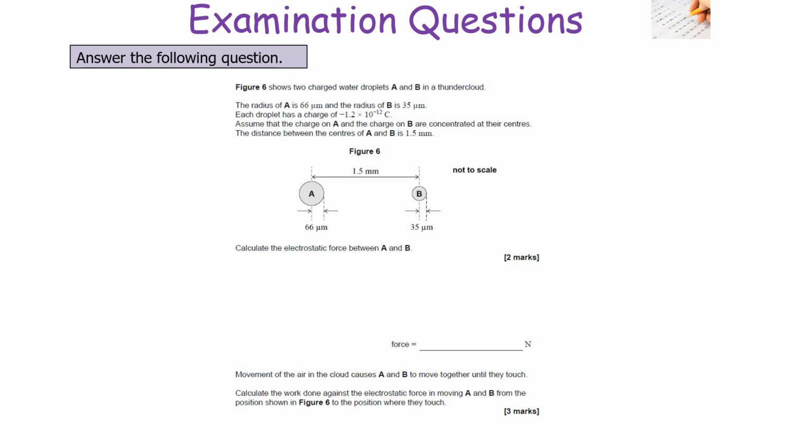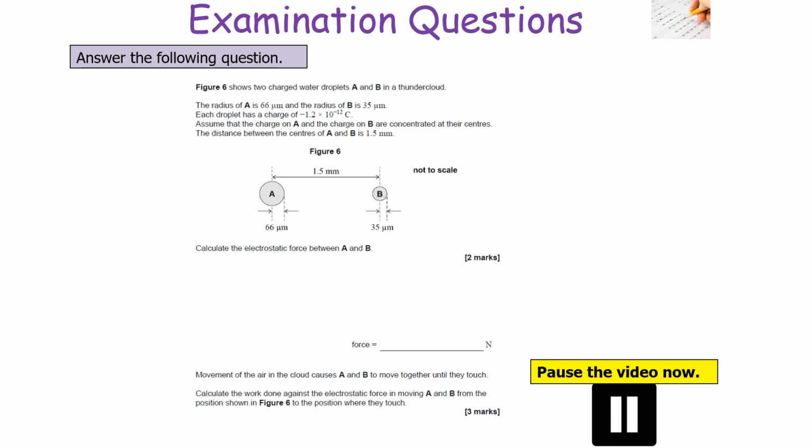Calculate the electrostatic force between A and B, and then the movement of air in the cloud causes A and B to move together until they touch. Calculate the work done against the electrical force in moving A and B from the position shown in figure 6 to the position where they touch. So pause the video now, then unpause the video when you want to go through your answers.